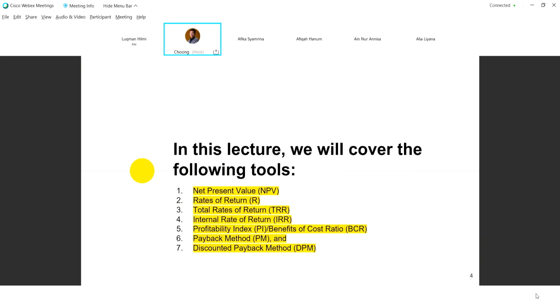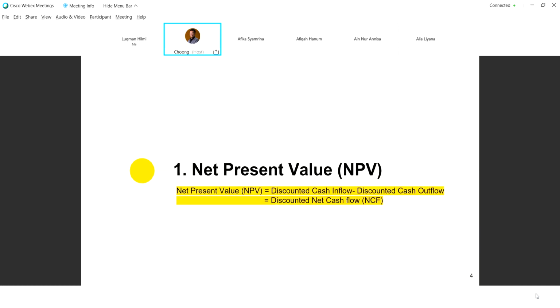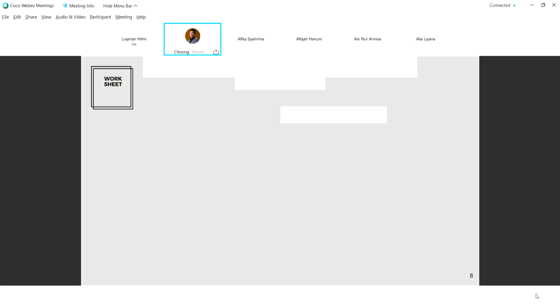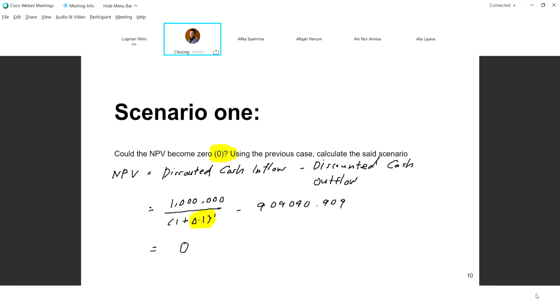So the first one that we learned yesterday is the net present value. Remember, class, NPV, kalau boleh tu positif. Kalau NPV sama dengan kosong, it doesn't mean that you didn't earn any profit. You still make profit, but just that you make profit as expected. As expected, you didn't make extra profit. So that's the case for NPV.